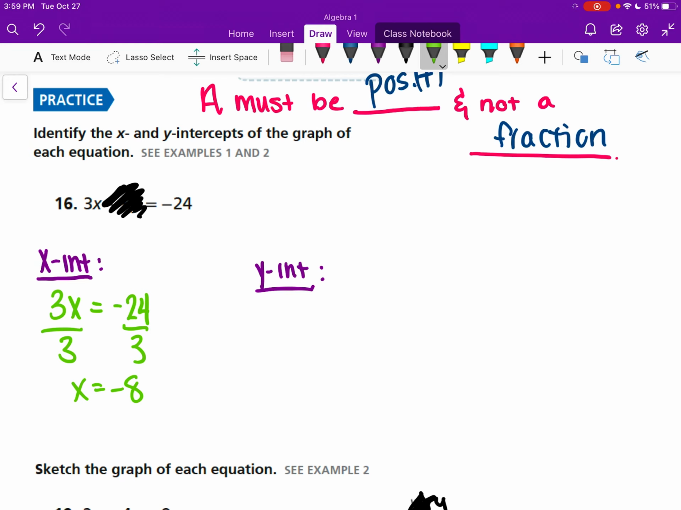If I wanted to write that as an ordered pair, that'd be when x is negative 8 and y is 0. So that was the part where we pretended the y didn't exist.